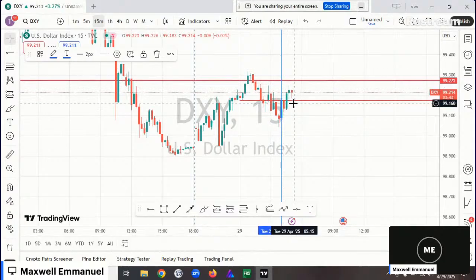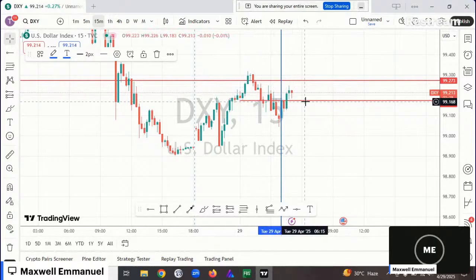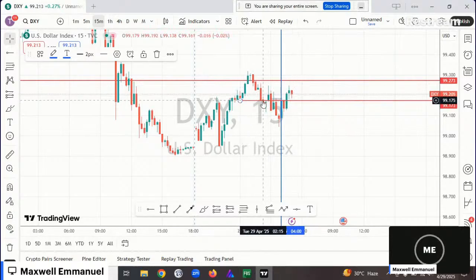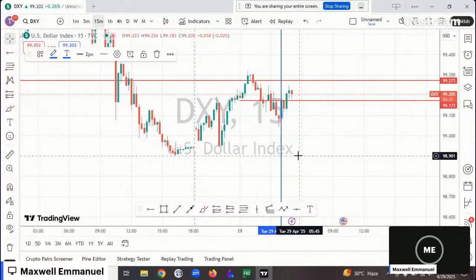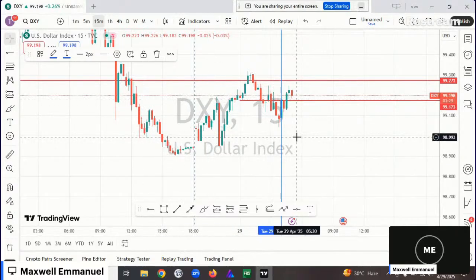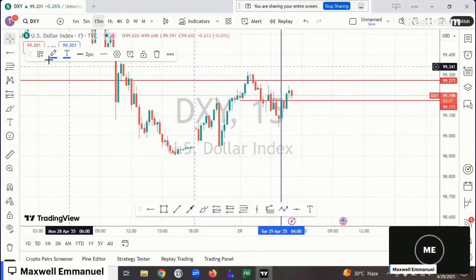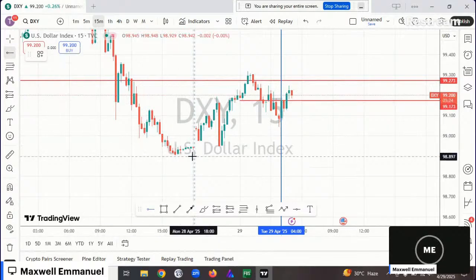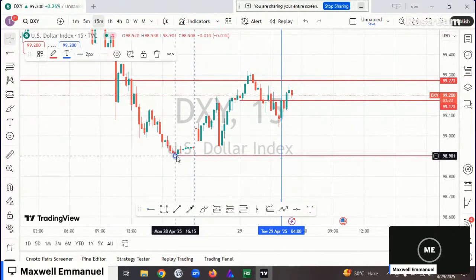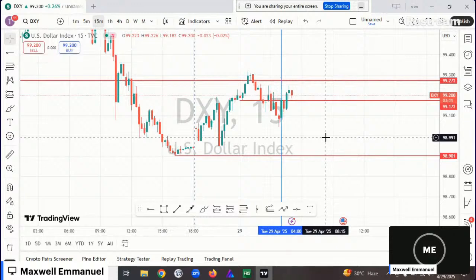So if a 1 hour candle closes below this low, below this support we identified on, I think, 4-hour time frame, you should expect more sales on DXY. And there's a high probability DXY would come sweep the liquidity residing at this previous low. So I'm expecting DXY to create the low for the week today. That's my expectation on DXY.